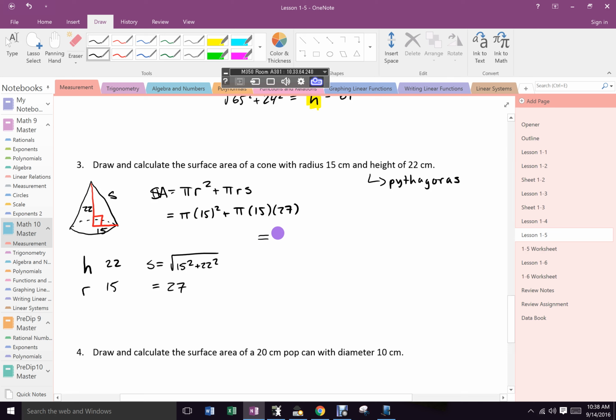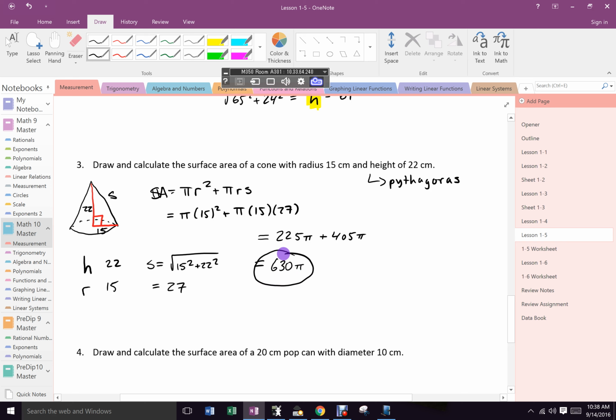Here's the way I like to do this. I like to leave pi alone till the end. So that's 225 pi, because 15 squared, plus 405 pi to get me an answer of 630 pi. That's how I like to do my work.